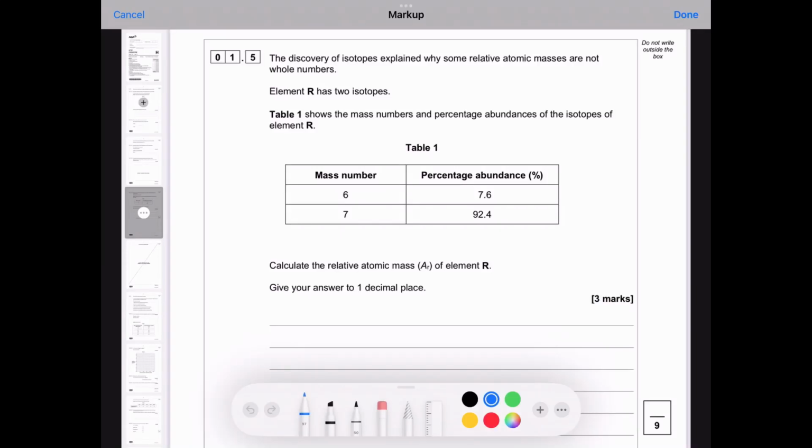Hi everyone, I thought I'll start off with a popular exam question in chemistry, and that is calculating the relative atomic mass of an element. I'll give you an opportunity to read this question. Pause if you need to.